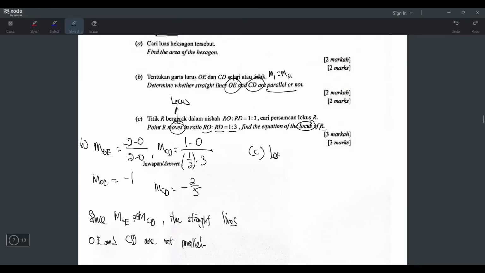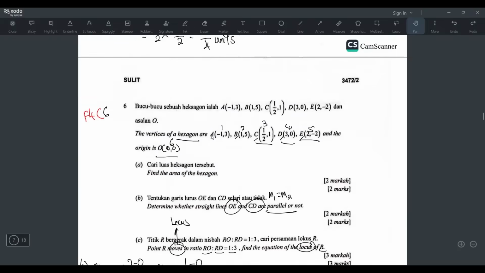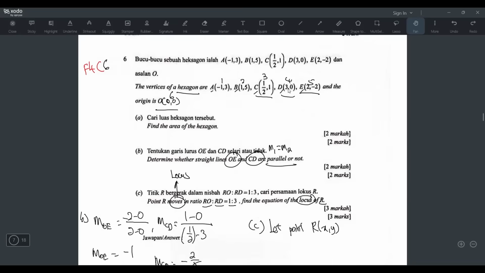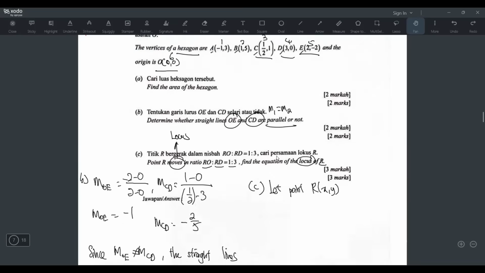So what's the first step? Let the moving point. Which one is the moving point? R. So R, I jadikan dia xy. That is why you don't see R in the soalan here. Because R is a new point and it's a moving point. Okay, but it moves with a condition. And this is the condition. RO ratio RD sentiasa 1 nisbah 3.